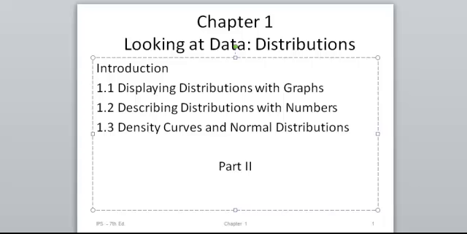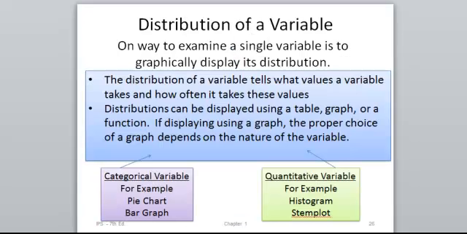Welcome to Part 2 for Section 1.1. We're going to talk about what a distribution is and the distribution of a variable.